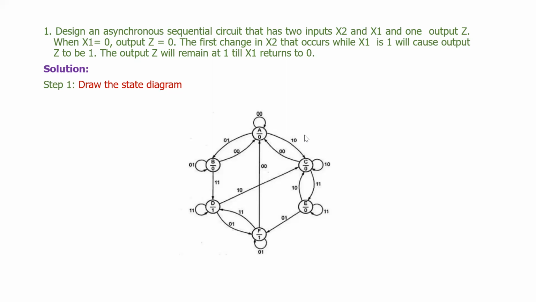So now we have to complete this state diagram. From this state diagram, we have to write the primitive flow table. So how will you write the primitive flow table?